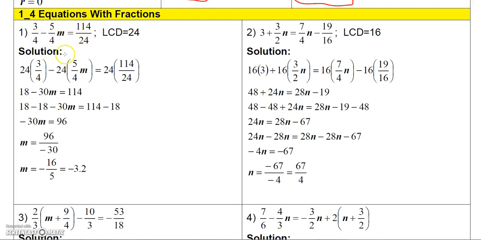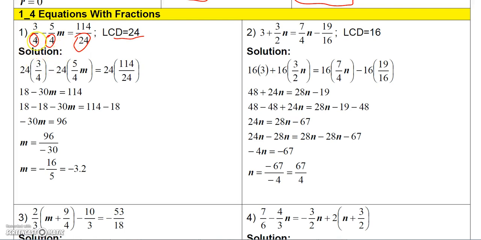Now, why did I say 24? Well, if you look at these denominators, I have 4 here, and 24 here. So I want the lowest number that I can divide each of these values into. The lowest number that I can divide by 4 and 24 would actually be 24. So in other words, the lowest common denominator here is 24.